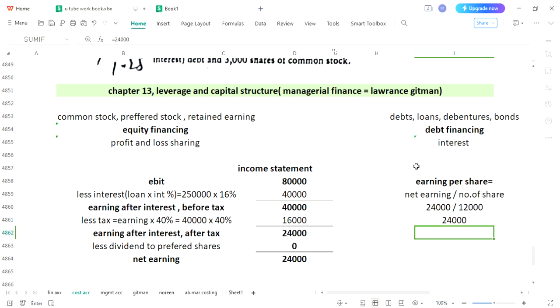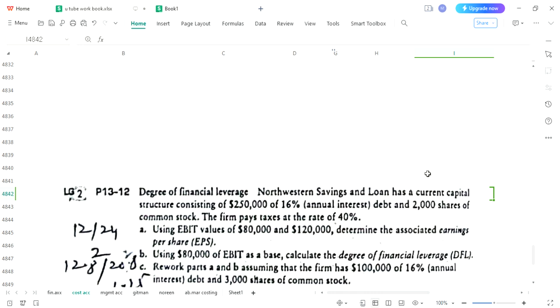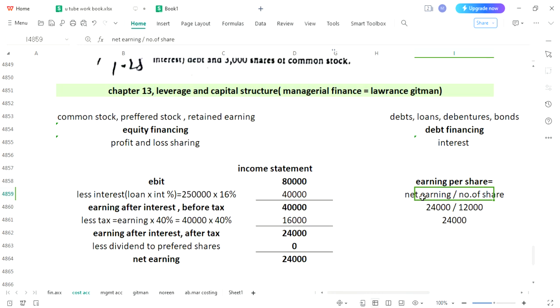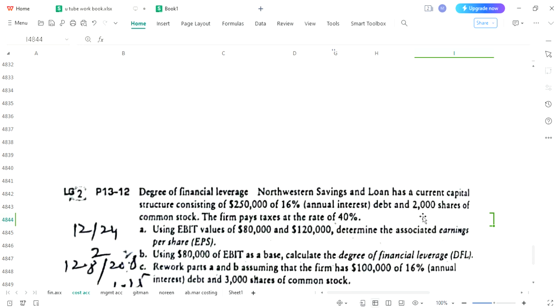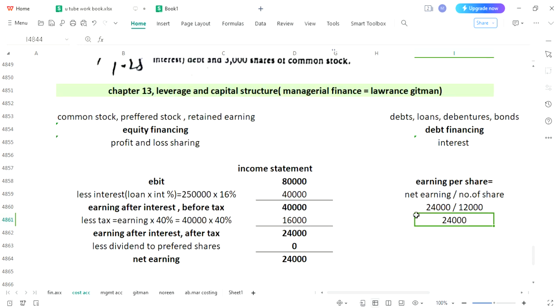Let me correct it. Go back to the question. These are 12,000 number of shares. Again I'm saying 12,000, actually it is 2000. What had happened? Look over here, 2000 number of shares. So let's correct it. 2000 over here, you can calculate 2000.